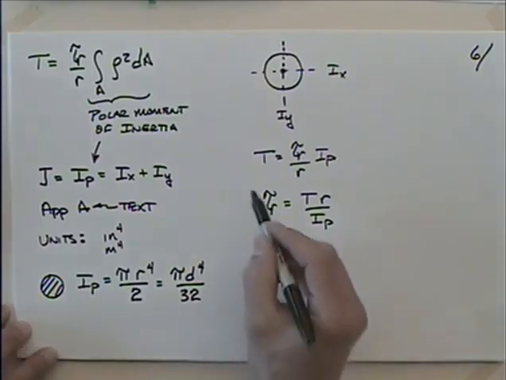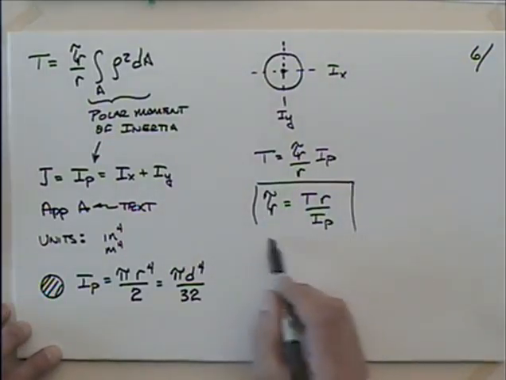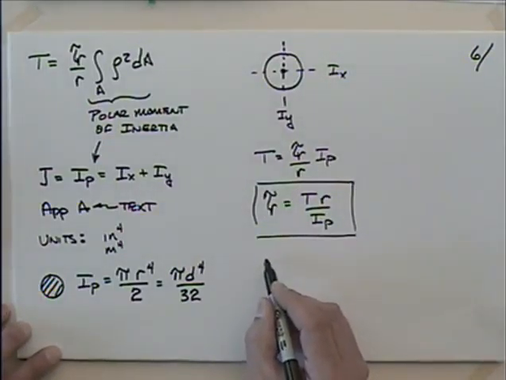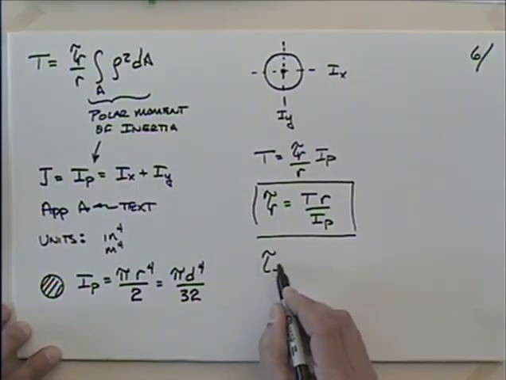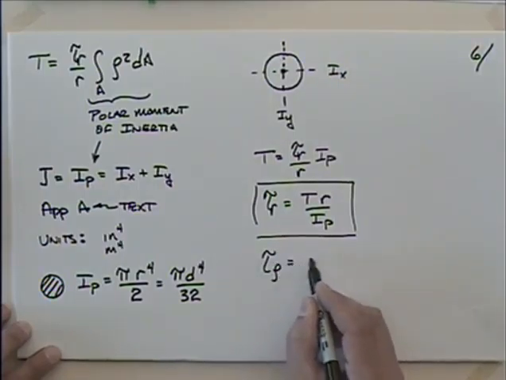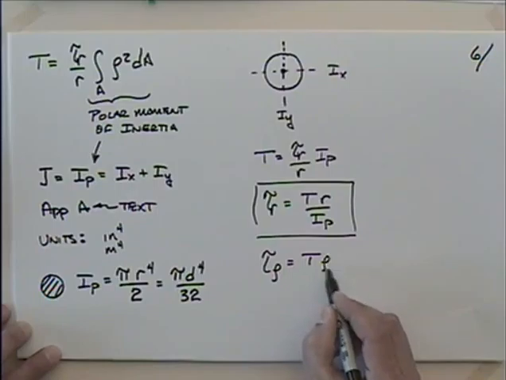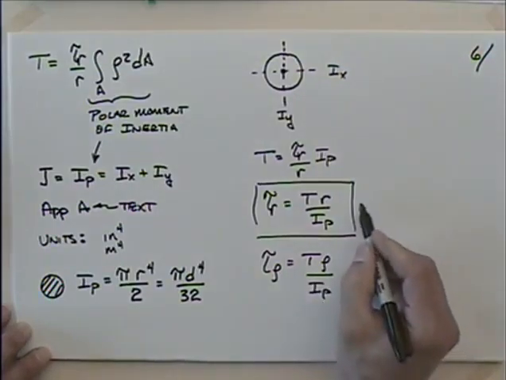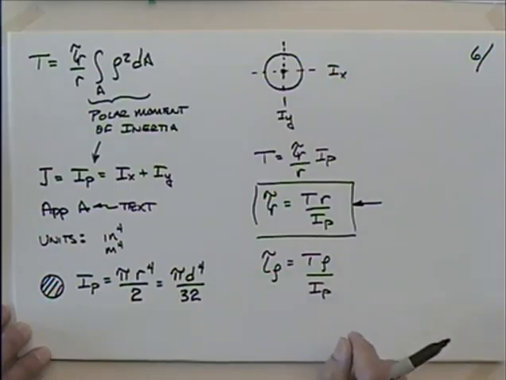And if you wanted to, I mean, this is probably the one that I would remember. If you wanted to, you could do this for tau sub rho. You would just take the torque and multiply it by rho instead of r and divide by the polar moment of inertia. But I think this is probably the most common one that you'd want to look at.